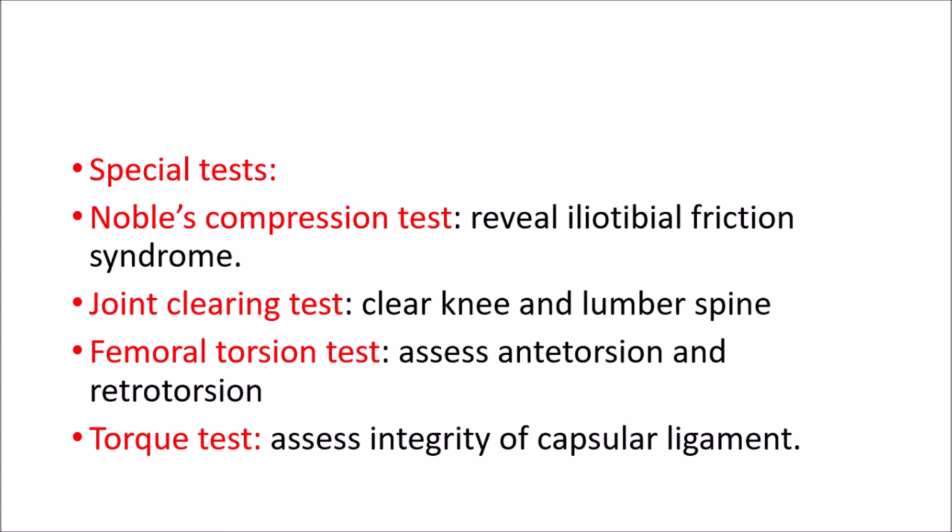Next is the joint clearing test. So these tests are important because pain may be referred to the hip from the knee below or from the lumbar spine above. For example, the lumbar spine may project pain via the sciatic or the femoral nerve, or the knee can refer pain to the hip via the obturator nerve. So, to exclude the knee, we perform the squatting and the valgus and the varus tests, which may clear the knee. And to clear the lumbar spine, we perform the active flexion, extension, and the lateral flexion.